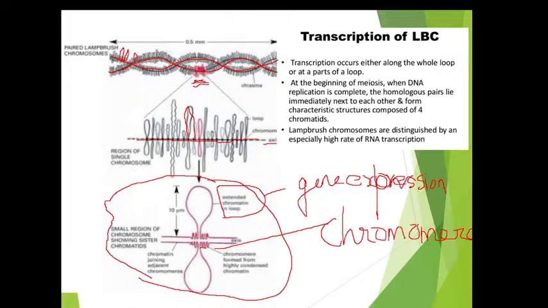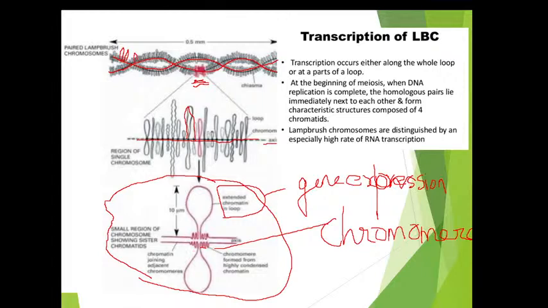Where are these Lampbrush chromosomes found? They are found in the oocytes, where more proteins have to be produced for the developing embryo. Now, this is an extended structure. The Lampbrush chromosome will have extended loop-like structures, with a condensed region and an extended loop. In the condensed region, no gene expression takes place.